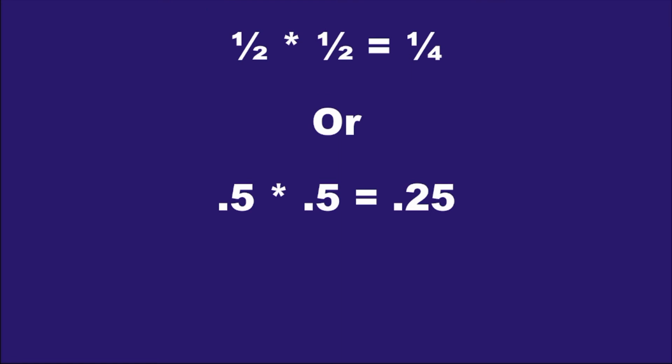Here we have a fraction times fraction. To do fraction times fraction, you can multiply the top with the top of the fraction and the bottom with the bottom of the fraction. So 1 times 1 will be 1, and then 2 times 2 will be 4. So this will equal 1/4. Or we could convert the fraction into a decimal. So half will be 0.5 times another half of 0.5 will equal 1/4, or it could be 0.25. They're identical.